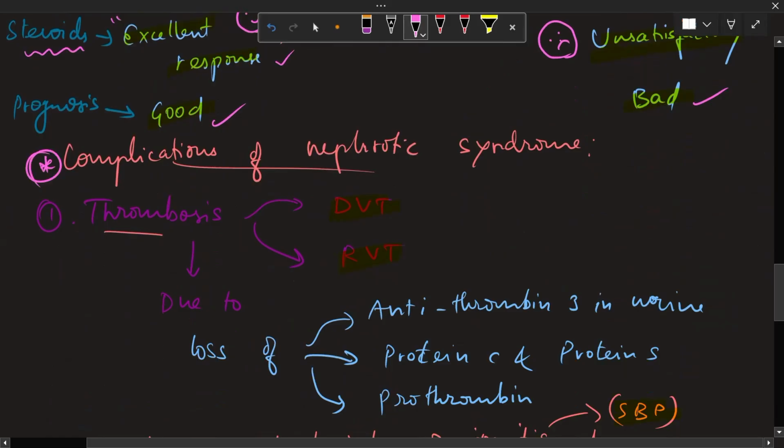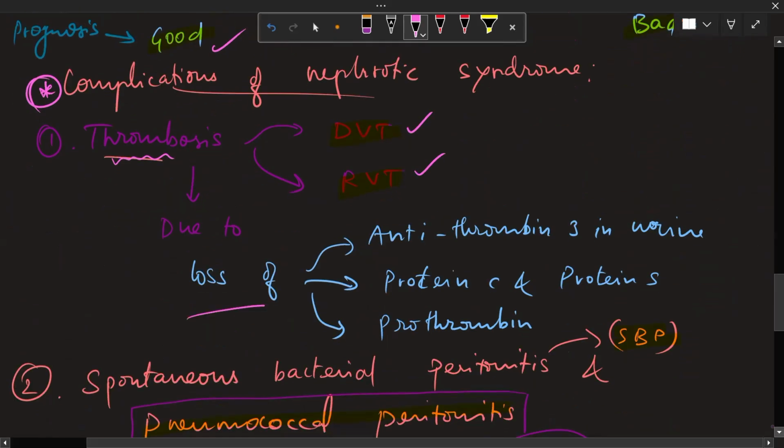And before going to the treatment of nephrotic syndrome, we should see some complications of nephrotic syndrome. So the first important complication is thrombosis. The patient can present with deep vein thrombosis or renal vein thrombosis.